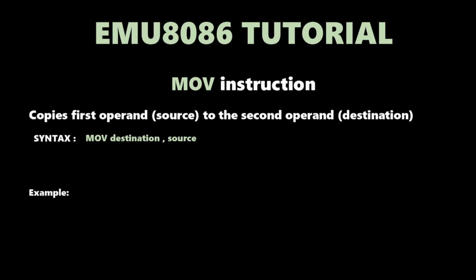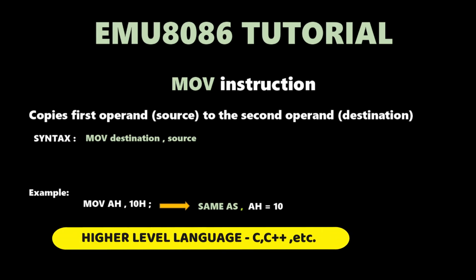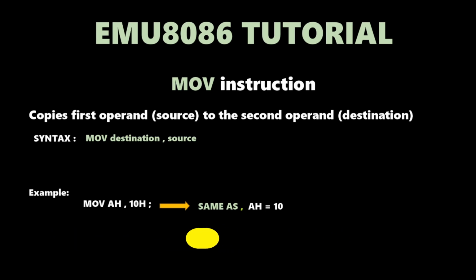Let's take an example to make it more clear. Suppose we have MOV AH, comma, 10. Now we saw AH is basically an 8-bit register, so it can hold the 8-bit number, that is 10H, inside it. So what the MOV does is, it stores the value of 10 inside the AH register. This is basically the same as writing AH equals 10 in any higher level language such as C, C++, etc.